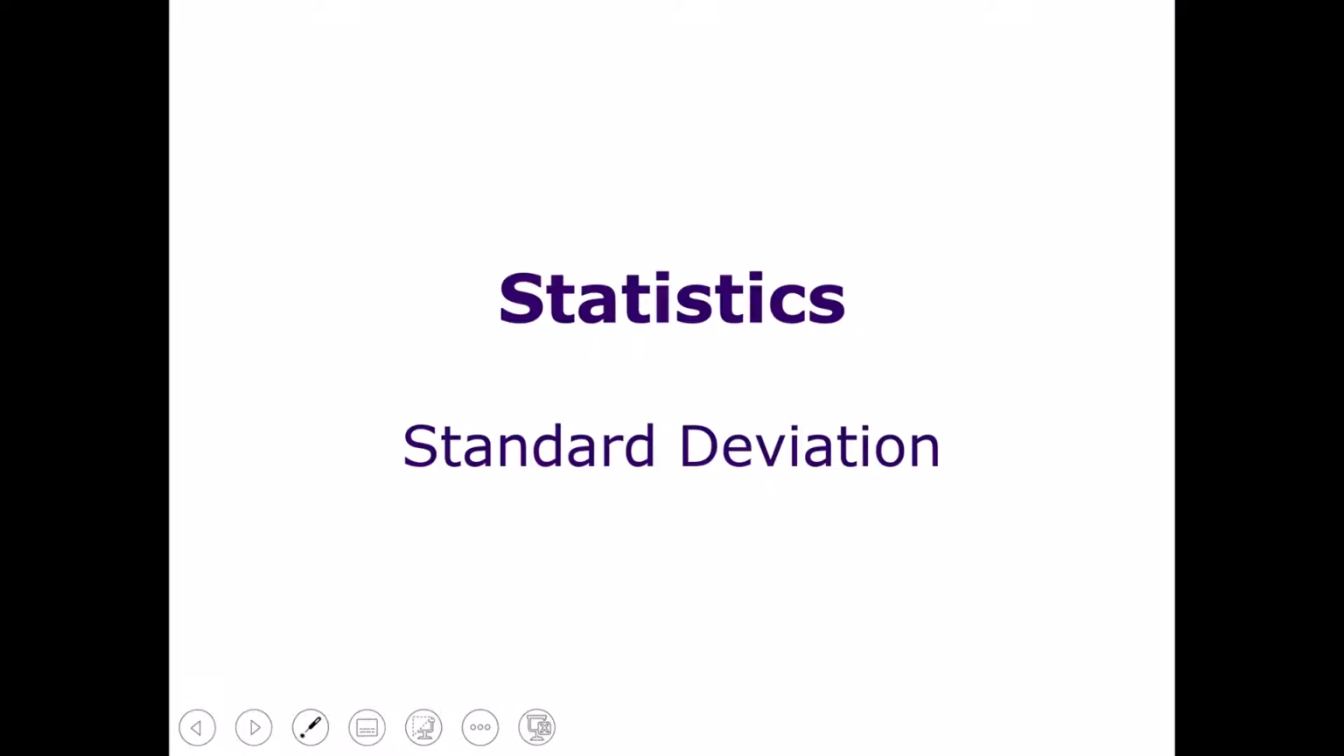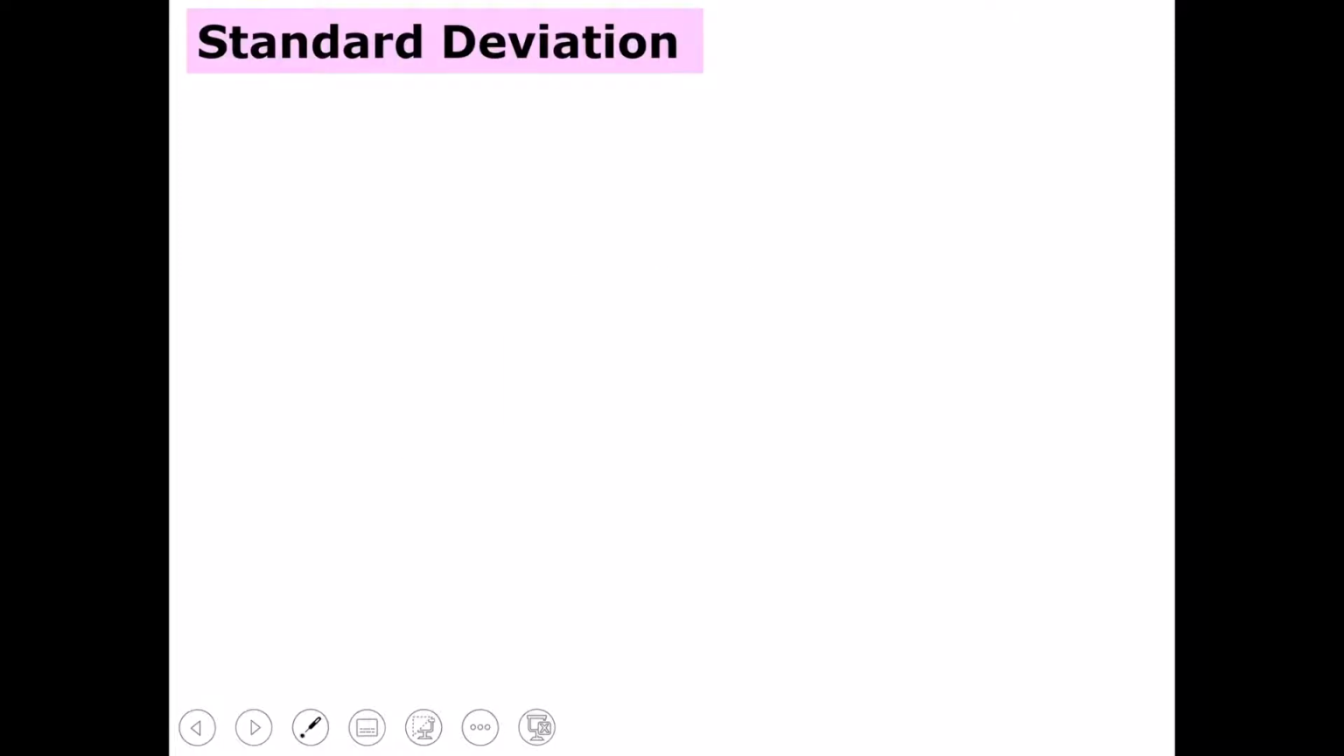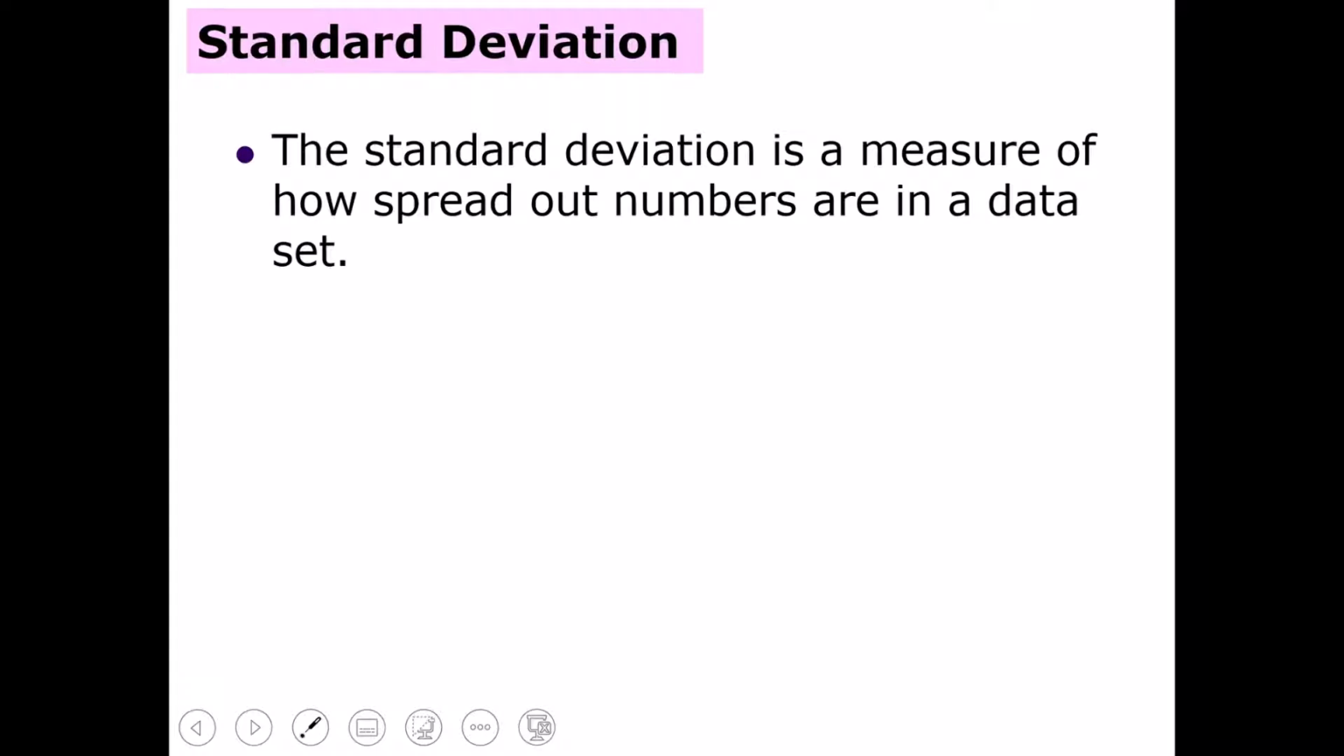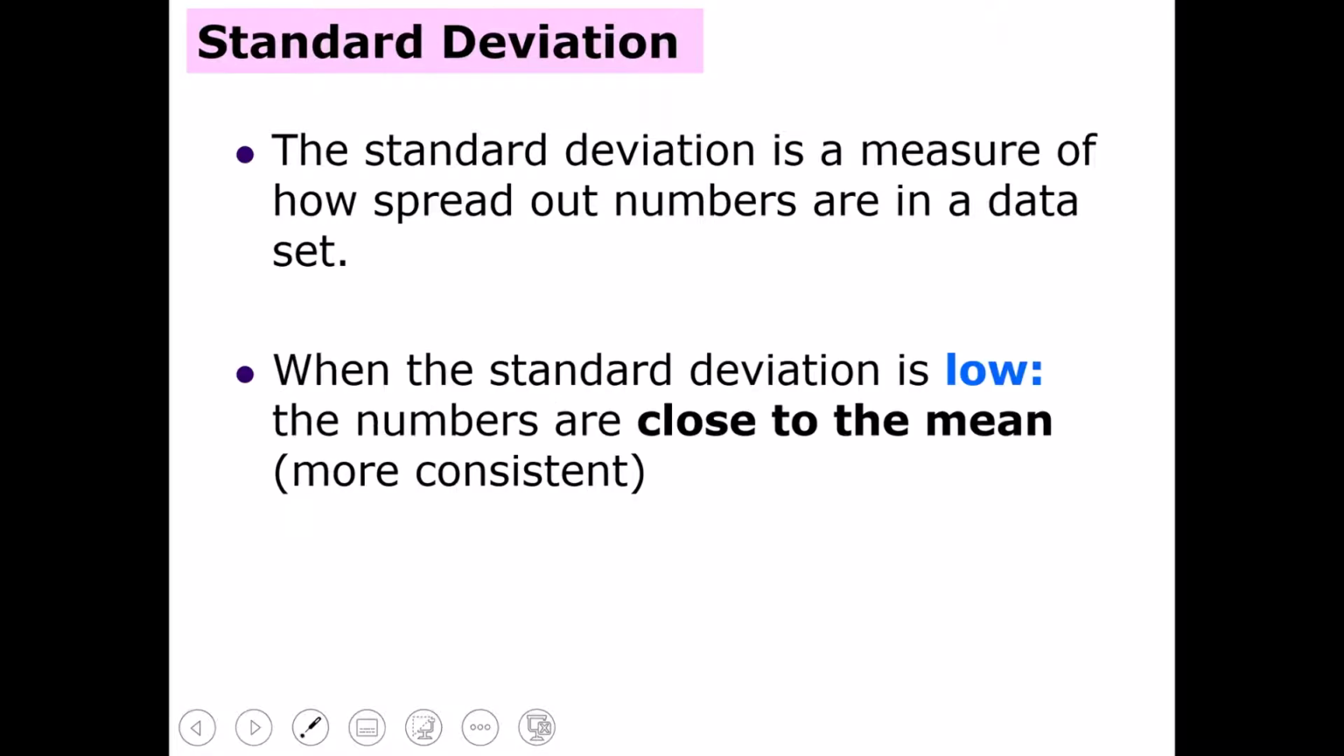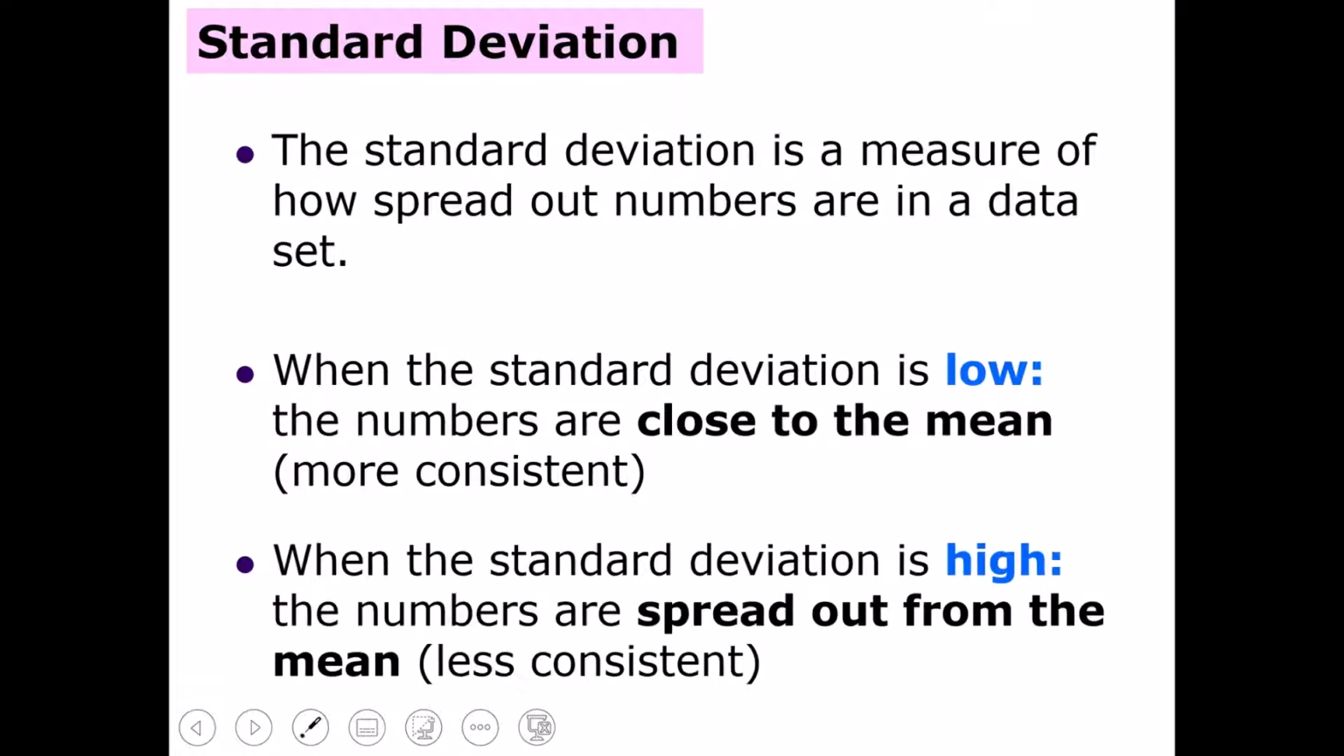Today we're going to continue with statistics and we're going to be looking at standard deviation today. So first off, what is standard deviation? The standard deviation is a measure of how spread out numbers are in a data set. When the standard deviation is low, that means the numbers are close to the mean, so they're more consistent. And when the standard deviation is high, the numbers are more spread out from the mean, so they are less consistent. Okay, we're going to come back to these terms, more consistent and less consistent, in the next couple of slides.